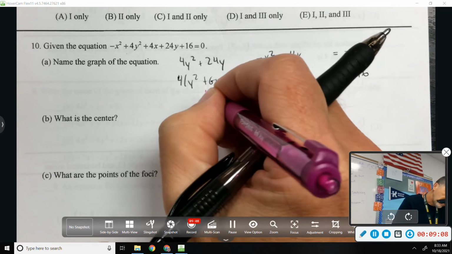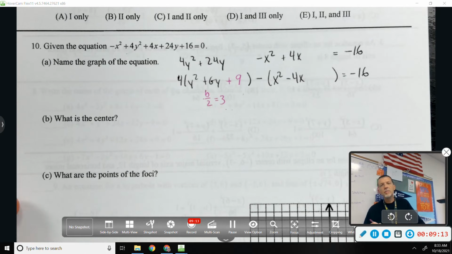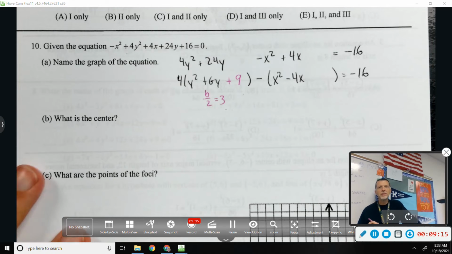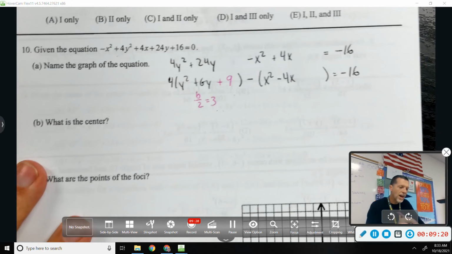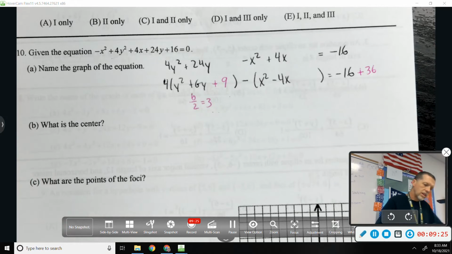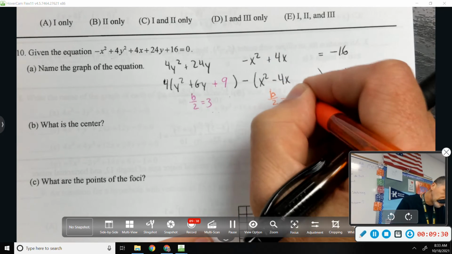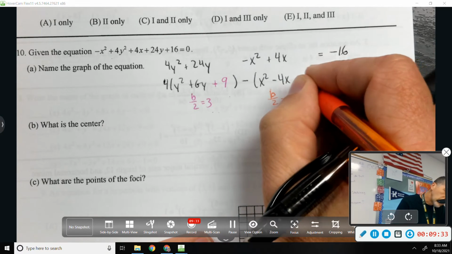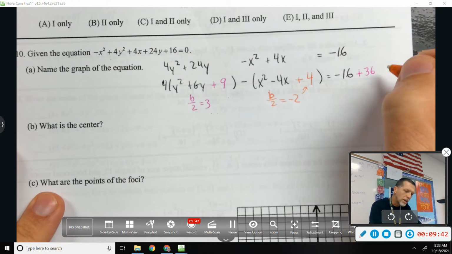Let's see, half of b is 3. Square it, we get 9. Here's the tricky part, although you guys seem to be doing well on this. Add 36. Yeah, I wrote plus 9, but I really added 36. And then for the x stuff, half of b is -2. Square it, we get 4. So I write plus 4, but I really subtracted 4 because of the minus sign out front.